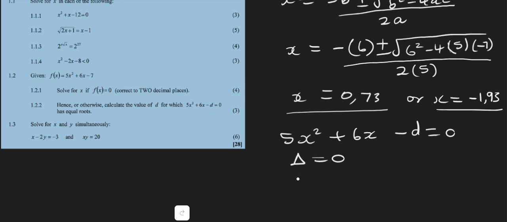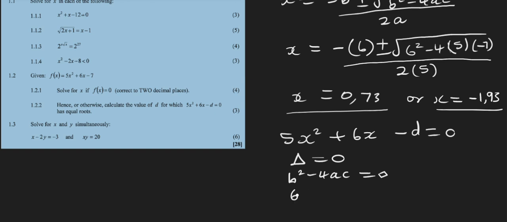They told us that it needed to have equal roots. So the discriminant is supposed to be equal to 0. And the discriminant is b squared minus 4ac. So it's supposed to be equal to 0.